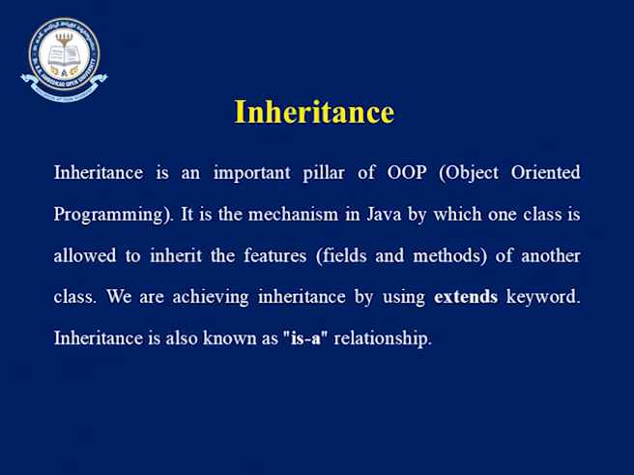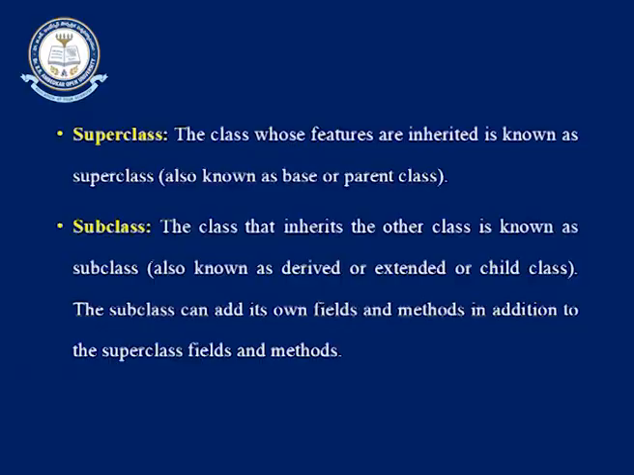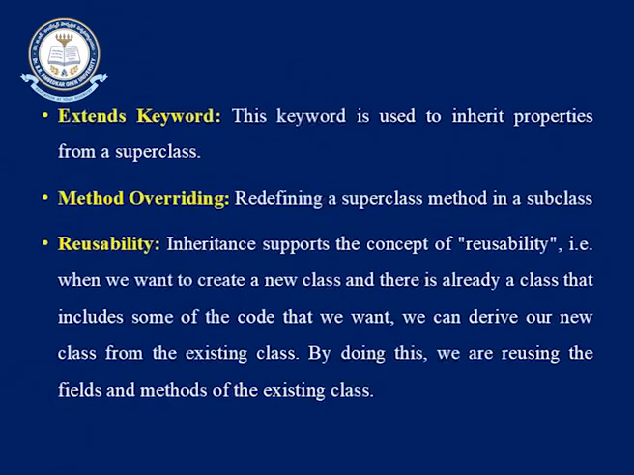This is a very important concept in object oriented programming. Inheritance means we are acquiring the properties of an already existing class into a new class. The class from which we acquire the properties is called the super class or parent class. The class that acquires the properties is called the subclass, child class, or deriving class. Inheritance supports the concept of reusability.